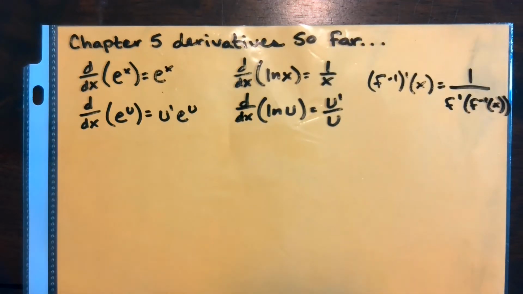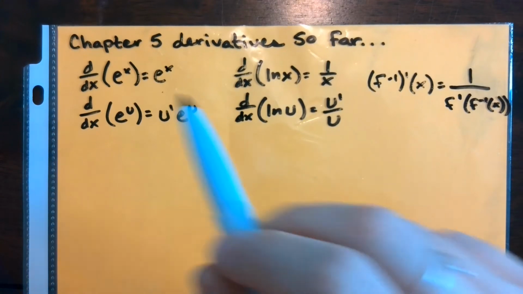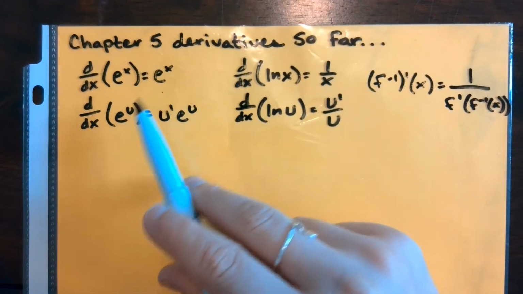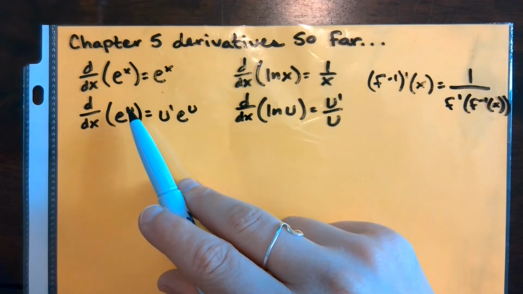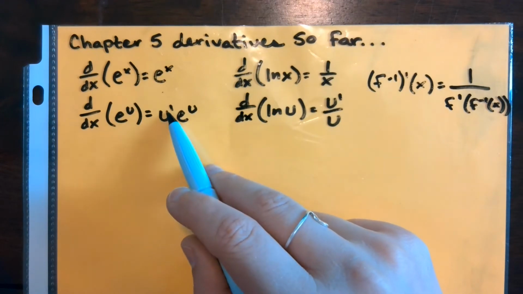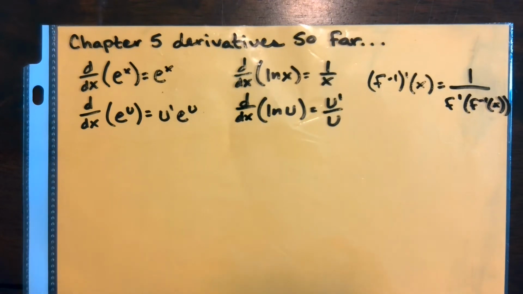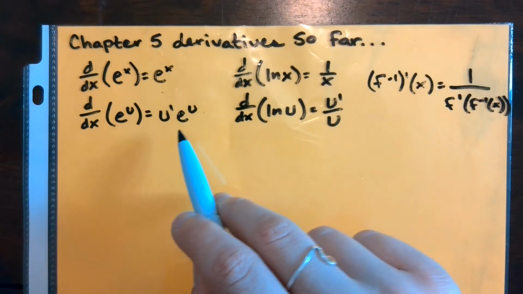Let's look at some derivatives that we've learned so far. We learned that the derivative of e to the x is just itself, but that if that exponent is a function, then I do need to go ahead and multiply by the derivative of the function and then my e to whatever that function is. So kind of a chain rule going on here.